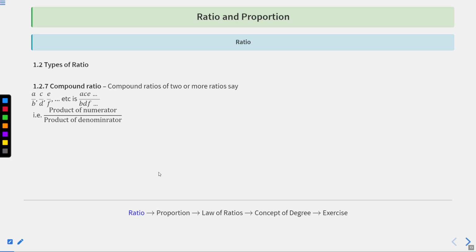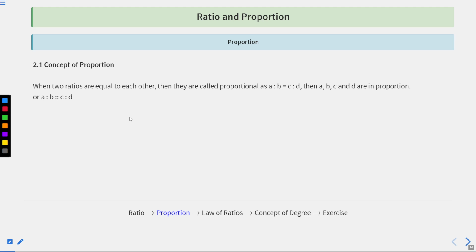Types of ratio, then next is compound ratio. Compound ratio of two or more ratios, say A upon B, C upon D, E upon F, etc., is ACE till infinity upon BDF, that is, product of numerators upon product of denominators.